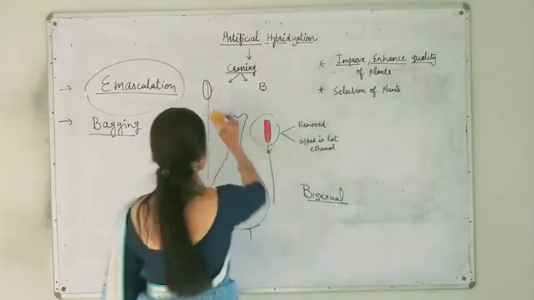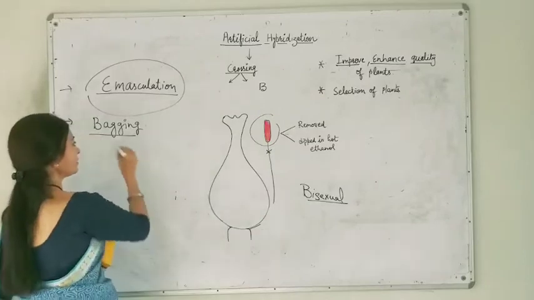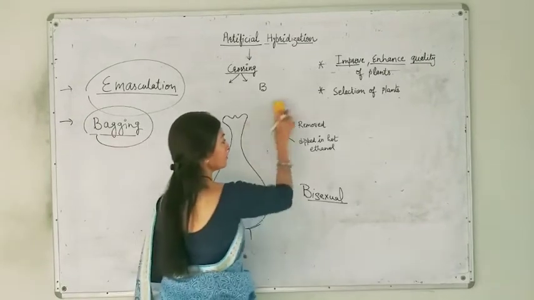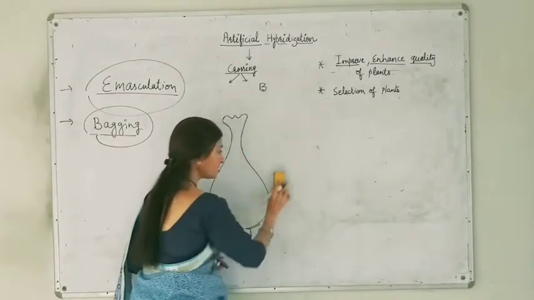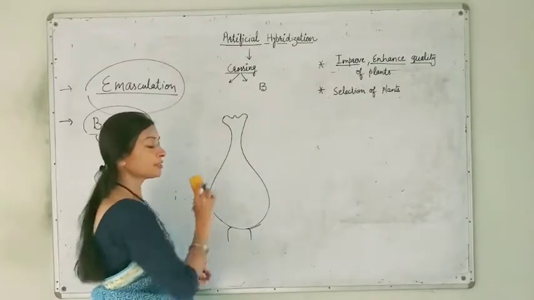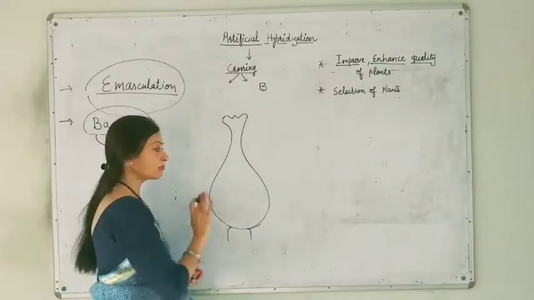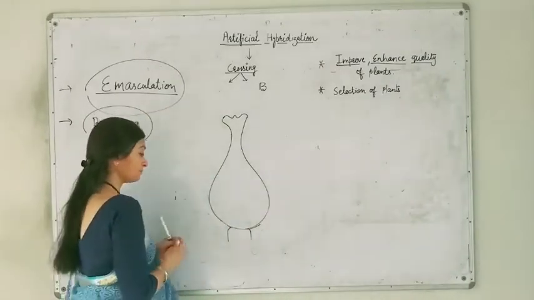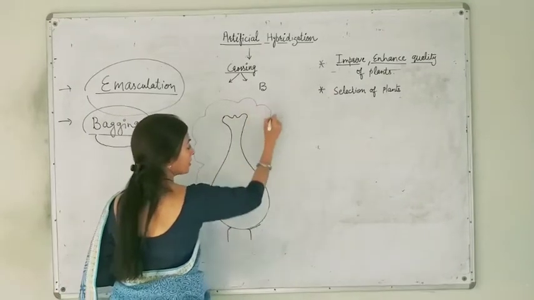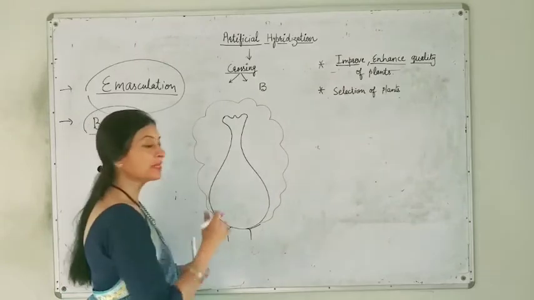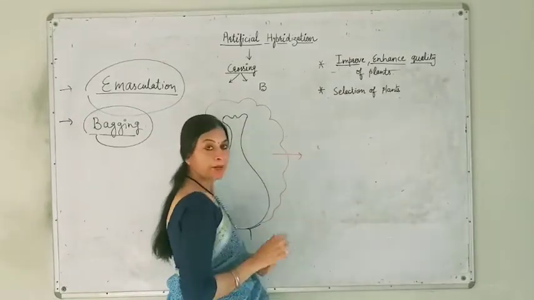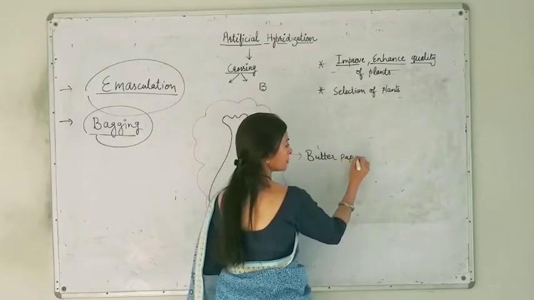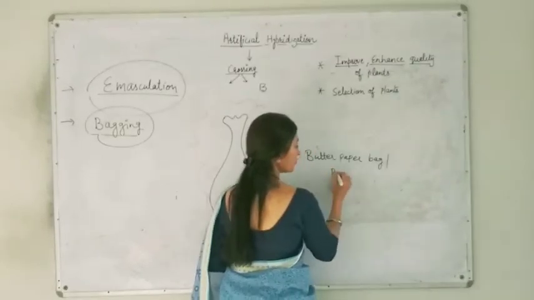After emasculation, the next step is bagging. Firstly, I am going to remove this anther and the stamen, and this is the emasculated flower, a bisexual flower that has been emasculated. Now we have to cover this pistil, or this female part, with a butter paper bag or a polythene bag.